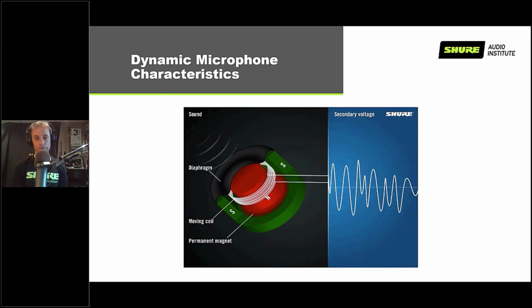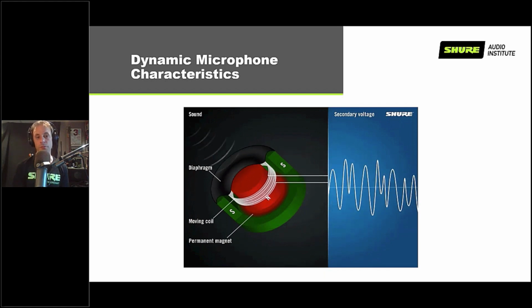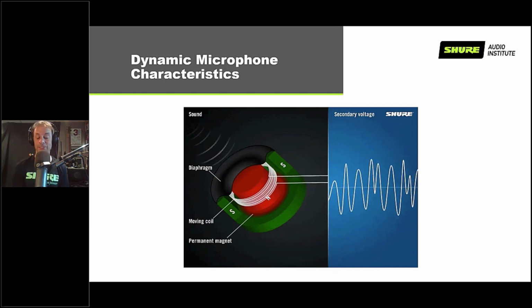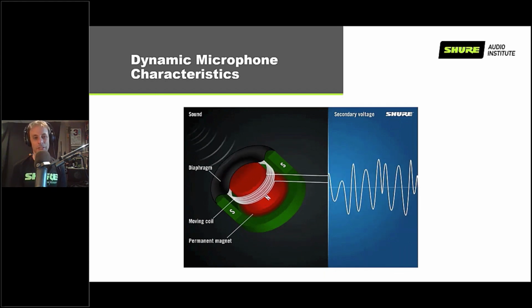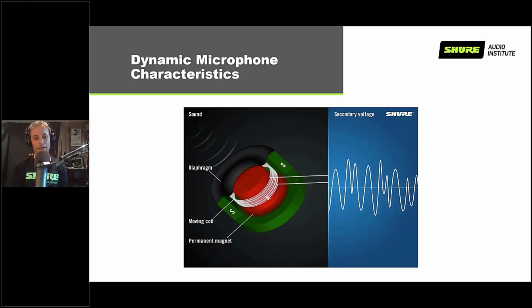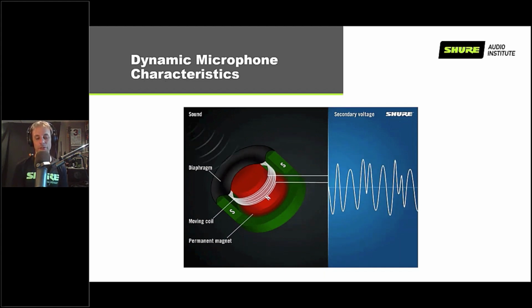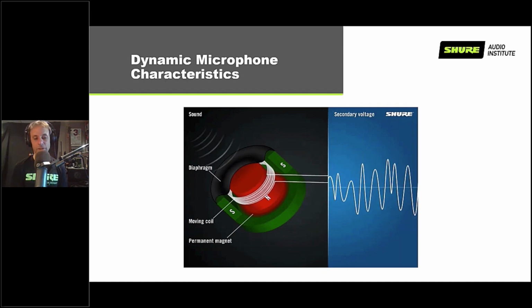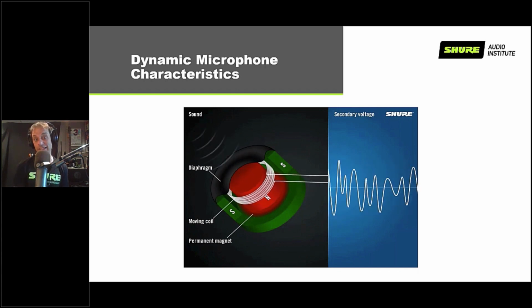Through the basic properties of induction, as a coil of wire moves in a magnetic field, current is induced in that coil, and that results in the varying voltage that you see coming from the output of the microphone. And that's pretty much all there is to a dynamic microphone in terms of components. Sometimes there's a transformer and of course a connector on the output side, and the wires that connect it all together, but that's really it.